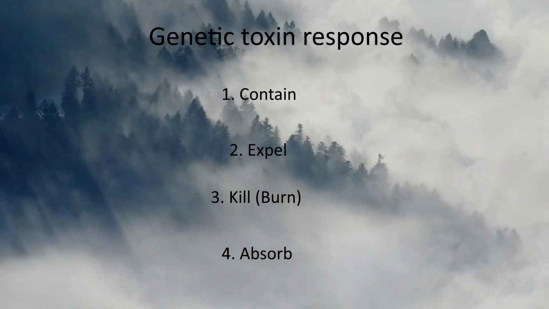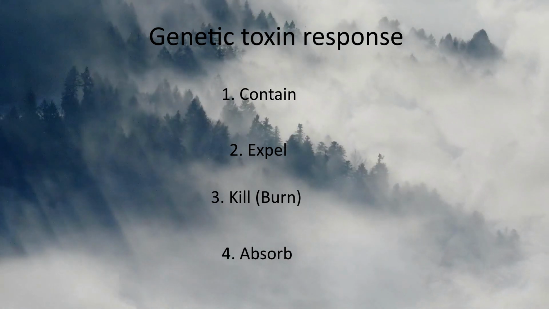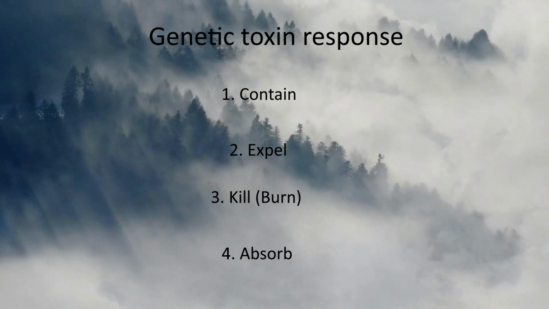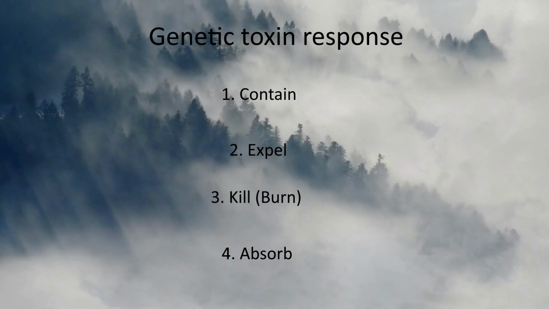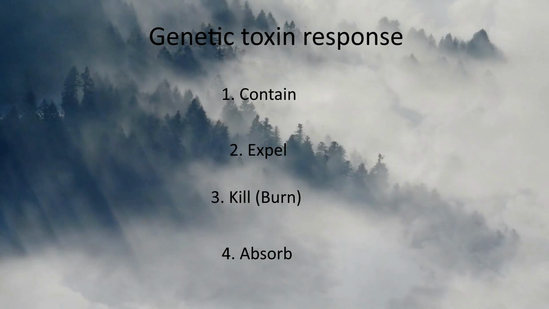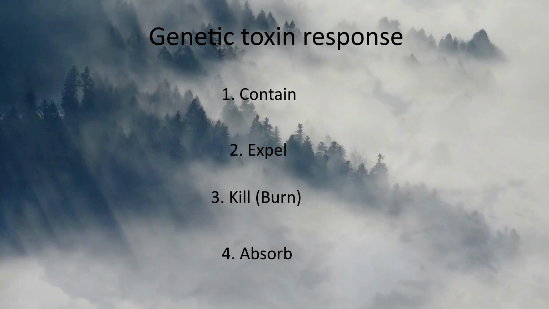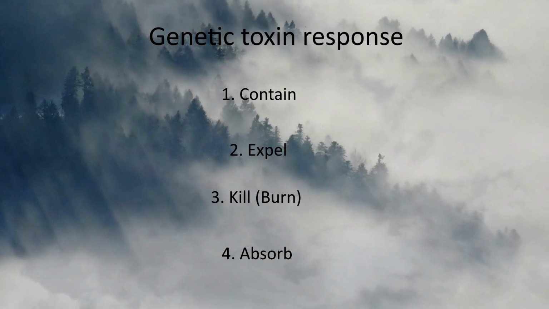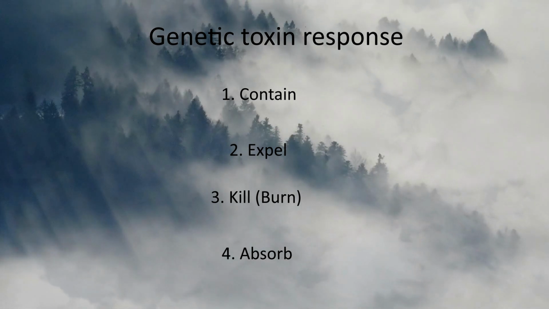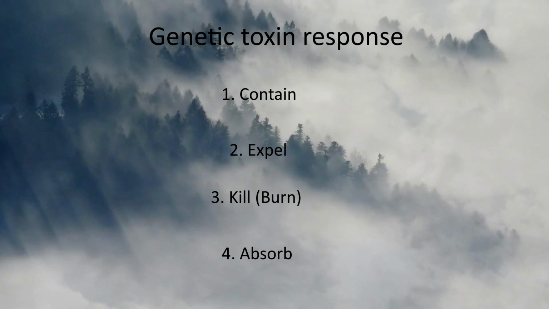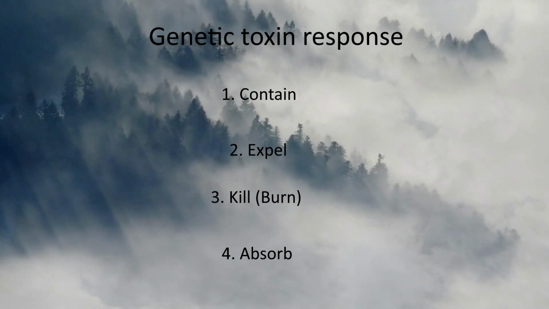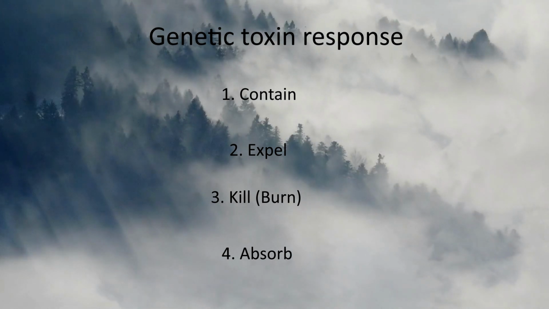The steps must be followed in the very specific order of contain, expel, kill, and then absorb. If a group does not follow these steps, an incoming pathogen or group of mutant genes can spread quickly, making it difficult to expel, kill, or absorb the threat. Both groups and our bodies follow this toxin response. Historically, this process has been seen in various events.